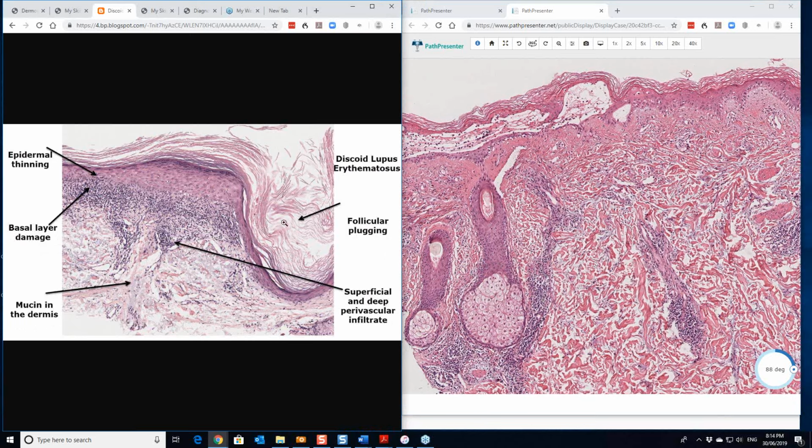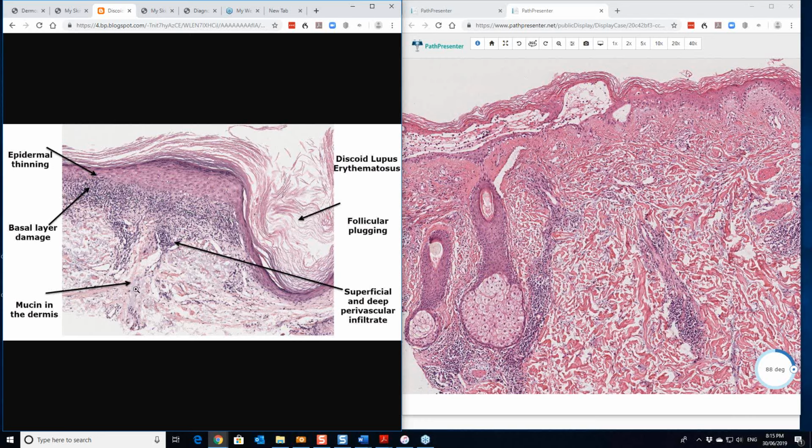a discoid lupus picture. There's that follicular plugging that we were talking about. There's more a lichenoid lymphocytic infiltrate. You can hardly see the dermo-epidermal junction. There's a lot of damage occurring there. There is a superficial and deep one.